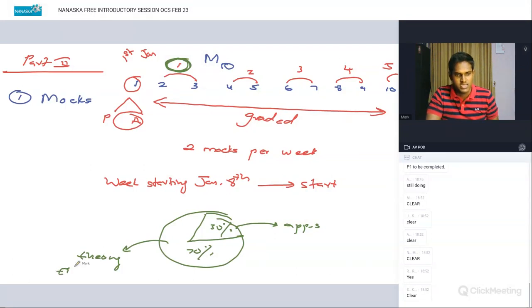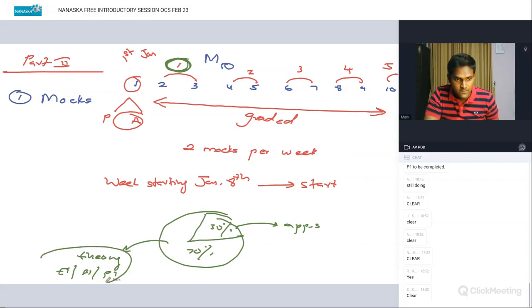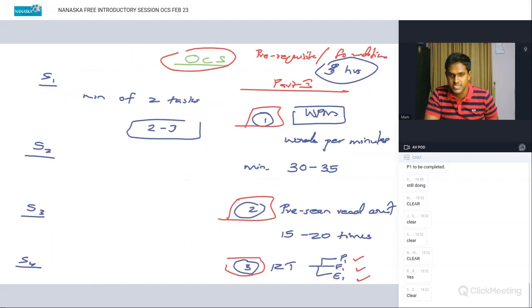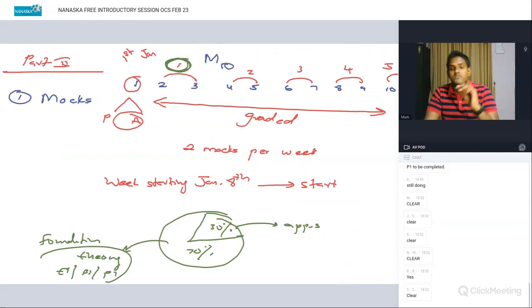So what is your theory? E1, F1, P1. So that is why I said this will be a foundation for you to pass your OCS. That's why I said that, because 70 to 75% of your paper is coming from your theory. If you know the theory, it's very simple. You apply it into the case study, write the answer. Very simple. So therefore, please treat your E1, F1, P1 as critical, as very important aspects where you've got to familiarize yourselves before you start doing the mock papers.